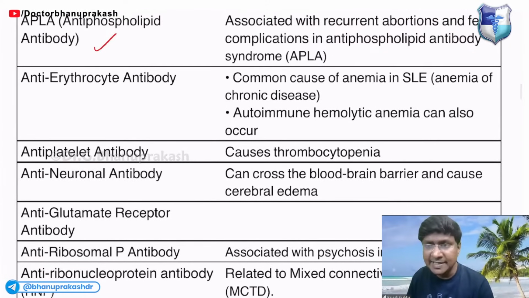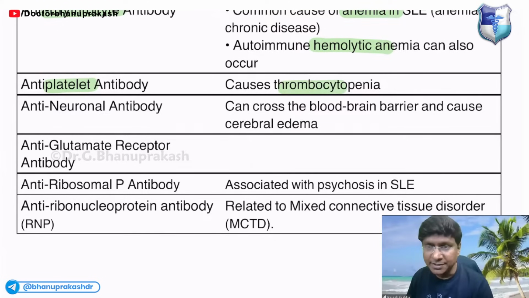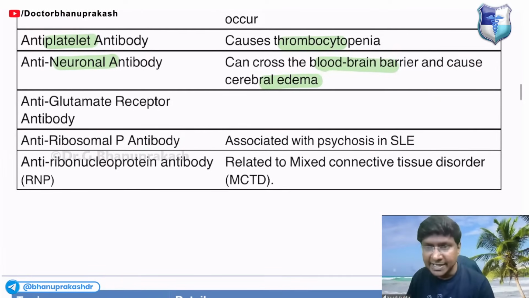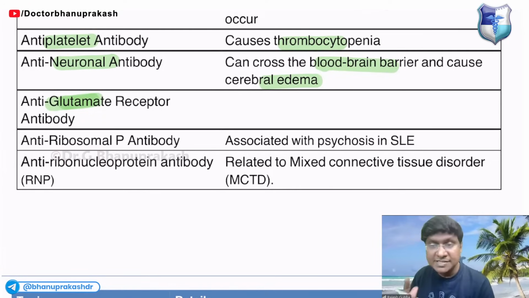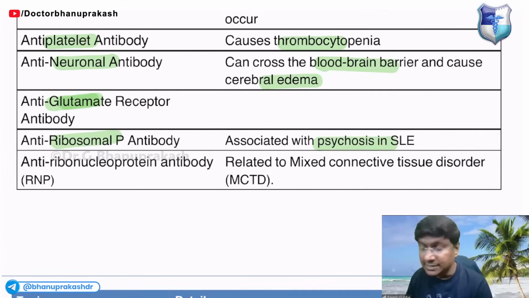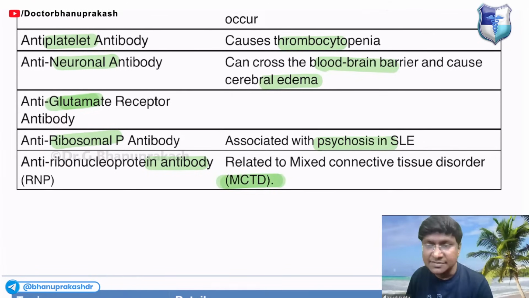Next, antiphospholipid antibody: these individuals are at increased risk of abortions. Anti-erythrocyte antibody is associated with anemia as well as autoimmune hemolytic anemia. Anti-platelet antibody causes thrombocytopenia. Anti-neuronal antibody can cross the blood-brain barrier and causes cerebral edema. Anti-glutamate antibody is also associated with CNS manifestations. Anti-ribosomal P antibody is associated with psychosis in SLE. Anti-RNP, that is anti-ribonucleoprotein antibody, is seen in MCTD, mixed connective tissue disease.